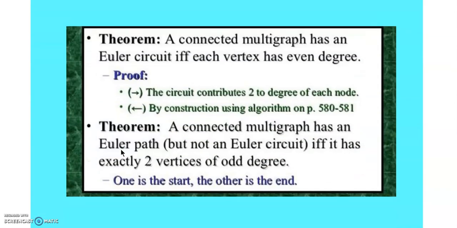Now we can see this theorem. It says: a connected multigraph has an Euler circuit, which is the new concept, if and only if each vertex has even degree. This is a necessary condition. What is the second theorem? A connected multigraph has an Euler path if and only if it has exactly two vertices of odd degree.